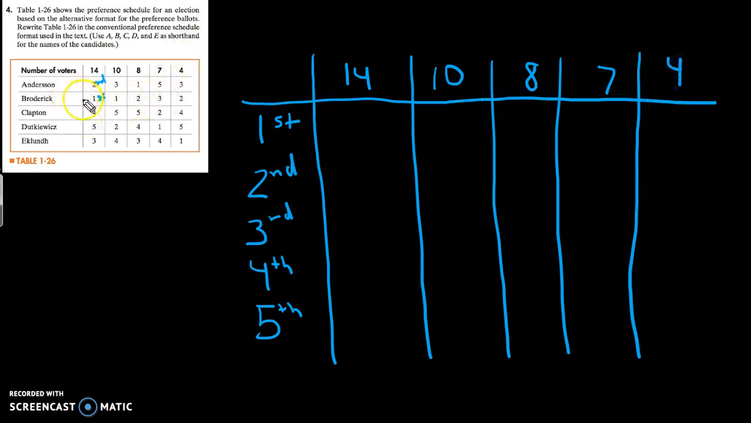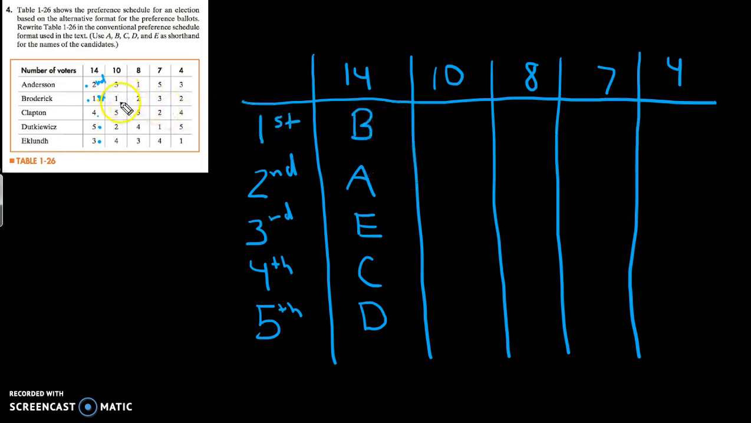Okay, so it looks like these people put B first and A second. So we'll literally put B first and A second. It makes more sense to put the candidates in the table than the places. And then who'd they put third? It looks like E, C is fourth, and then they put D as fifth. And so this is all they mean, rewrite it in the normal way we have it looking like this.